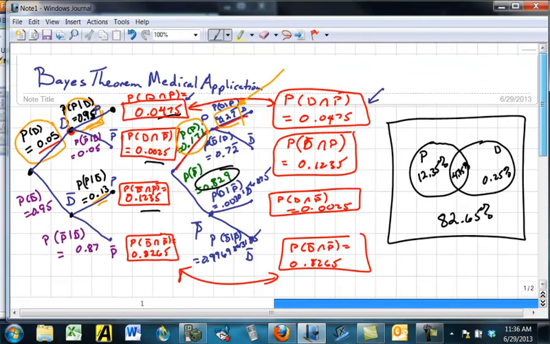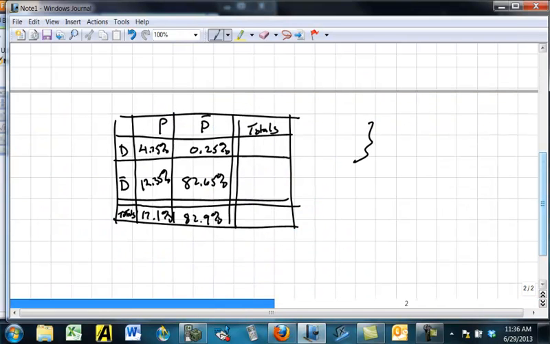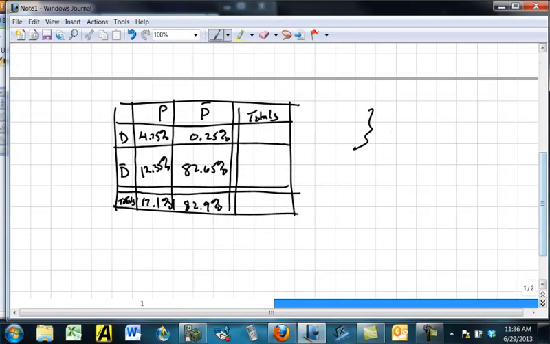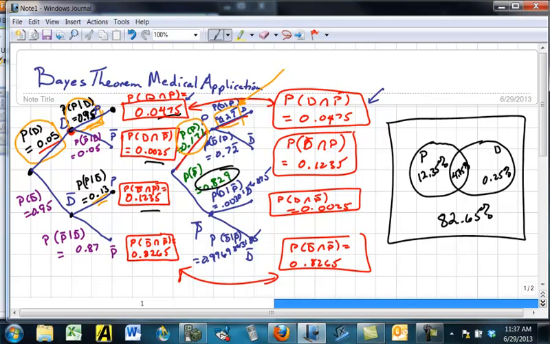We added these together right here. We added these two together to get this value right here. And that's what we're doing here in the table as well.